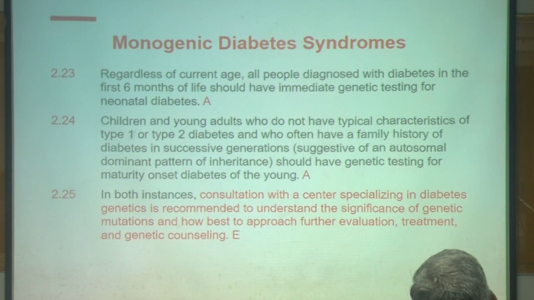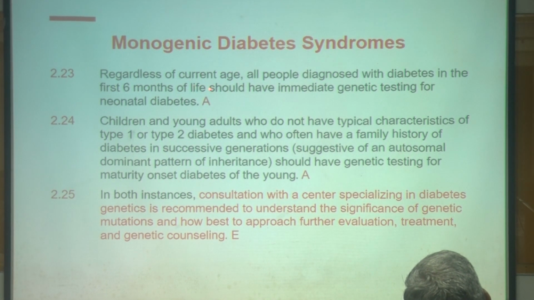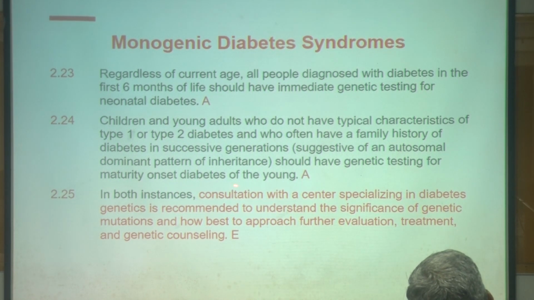That's the important message. And monogenic MODY: regardless of current age, all people diagnosed with diabetes in the first 6 months of life should have immediate genetic testing, and these can all be done, as Dr. Periyakumar was telling. Consultation with a center specializing in diabetes genetics is recommended to understand the significance of genetics. So we need not worry about this. It has to be referred promptly to a center that does genetic testing. Not everybody can do this, only some specified centers. Again, these are the genes and inheritance, and most of these MODYs respond to sulfonylurea.